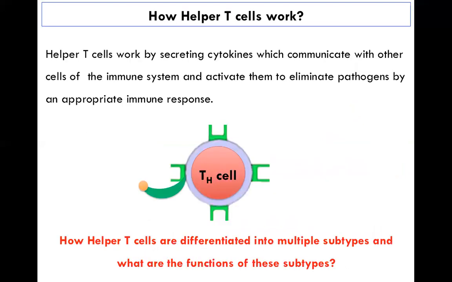So now let's start with how helper T cells work. Of course, now we understand that helper T cells firstly differentiate into various subtypes, which we have already discussed. Now we will look at how each subtype works. This is a general overview of the helper T cells. Helper T cells work by secreting cytokines, which communicate with other cells of the immune system and activate them to eliminate the pathogens by an appropriate immune response. So we know that there are certain kinds of cytokines, but how are helper T cells differentiated into multiple subtypes, and what are the functions of these subtypes?